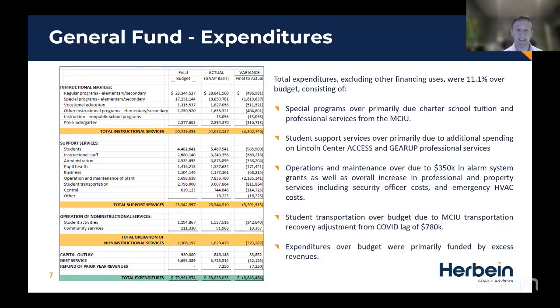So that was $780,000. That was an unanticipated item for the 23-24 year that related to prior year services. And lastly, just the reminder that those expenditures that were over budget were primarily funded by the excess revenues.